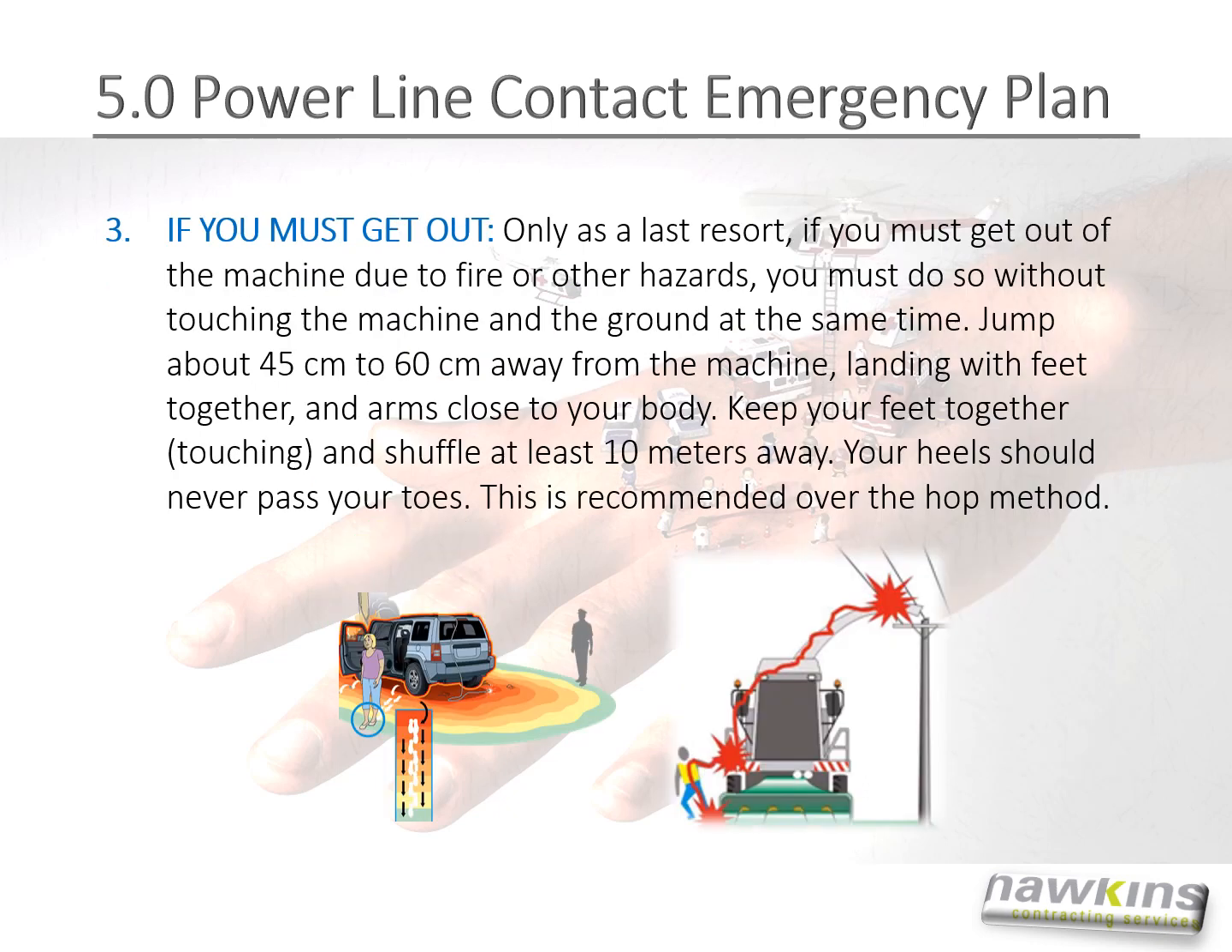Third, only as a last resort, if you must get out of the machine due to fire or other hazards, you must do so without touching the machine and the ground at the same time. Jump about 45 to 60 centimeters away from the machine, landing with feet together and arms close to your body. Keep your feet together, touching, and shuffle at least 10 meters away. Your heels should never pass your toes. This method is recommended over the hop method.